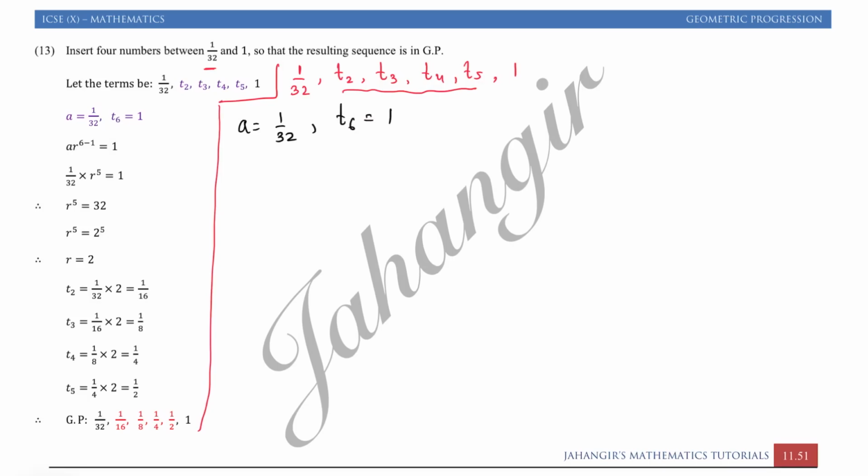If you put the formula for T6, that is A into R raised to 6 minus 1 is equal to 1. The value of A I can put: 1 by 32 into R raised to 5 is equal to 1. So just multiply by 32.